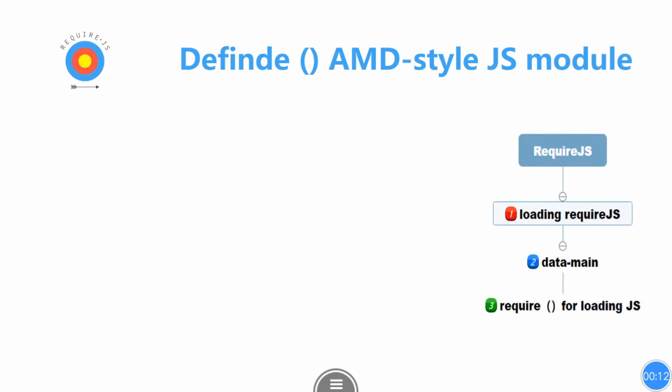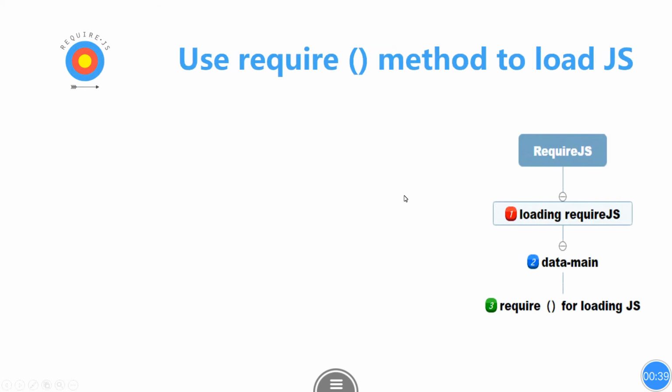This lesson is learning about define, which is the AMD style of loading JS modules. In the last lesson, we learned require.